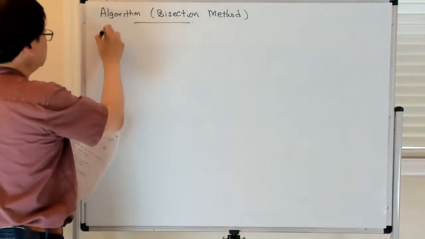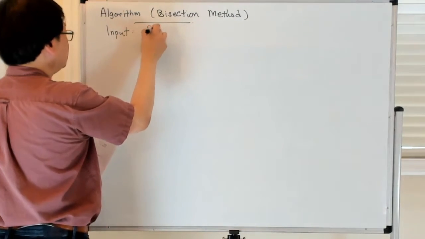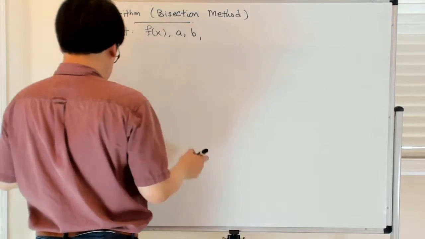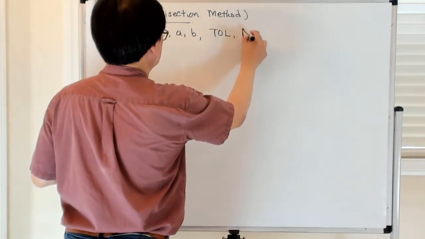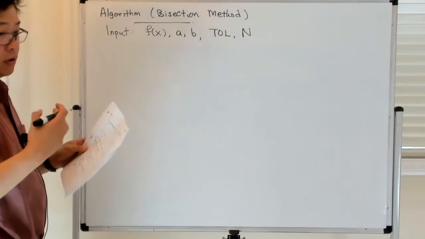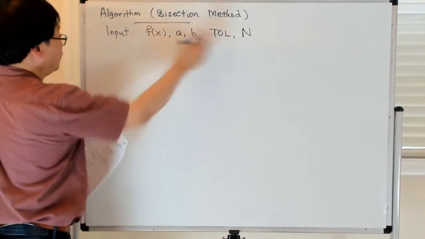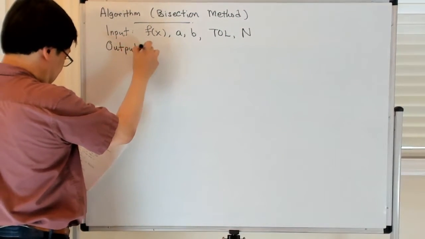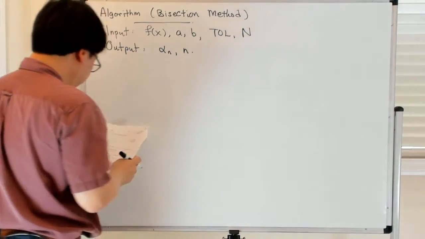So it's going to have a bunch of inputs, which include the function you're trying to find the root of, f of x, the initial interval a and b, some tolerance, tol, and N, which is essentially the maximum number of iterations, so that the method will always terminate even if it can't find the root after you've tried it many times. And then the output is the sequence alpha n, and the final number of iterations.